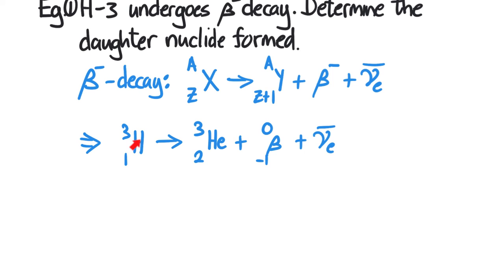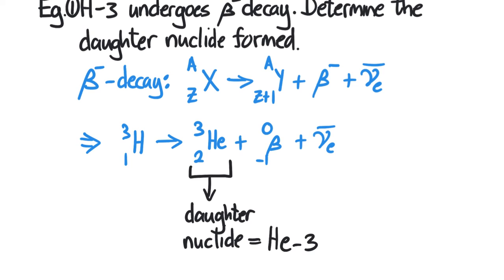So in the case of hydrogen-3, the atomic number is 1. That's what makes it hydrogen, 1 proton. And there are 2 neutrons. 1 proton plus 2 neutrons gives us 3 nucleons, mass number 3. Beta minus decay: 1 neutron becomes a proton, so there's an extra proton, so the atomic number goes up by 1. The amount of particles in the nucleus stays the same. We have a beta minus particle, and we have an anti-electron neutrino.